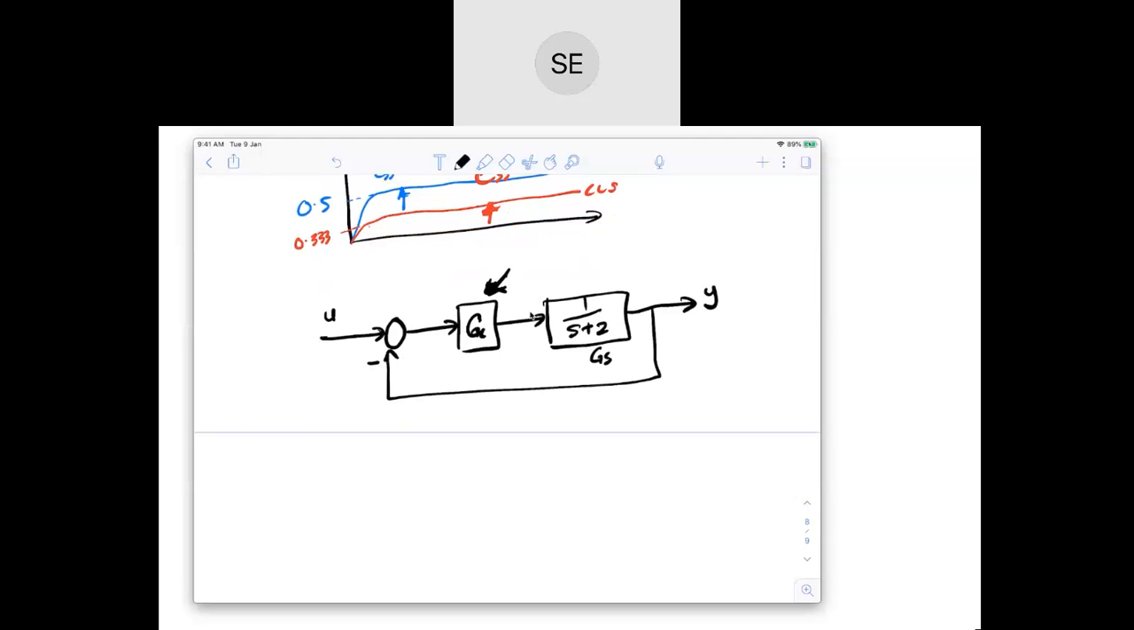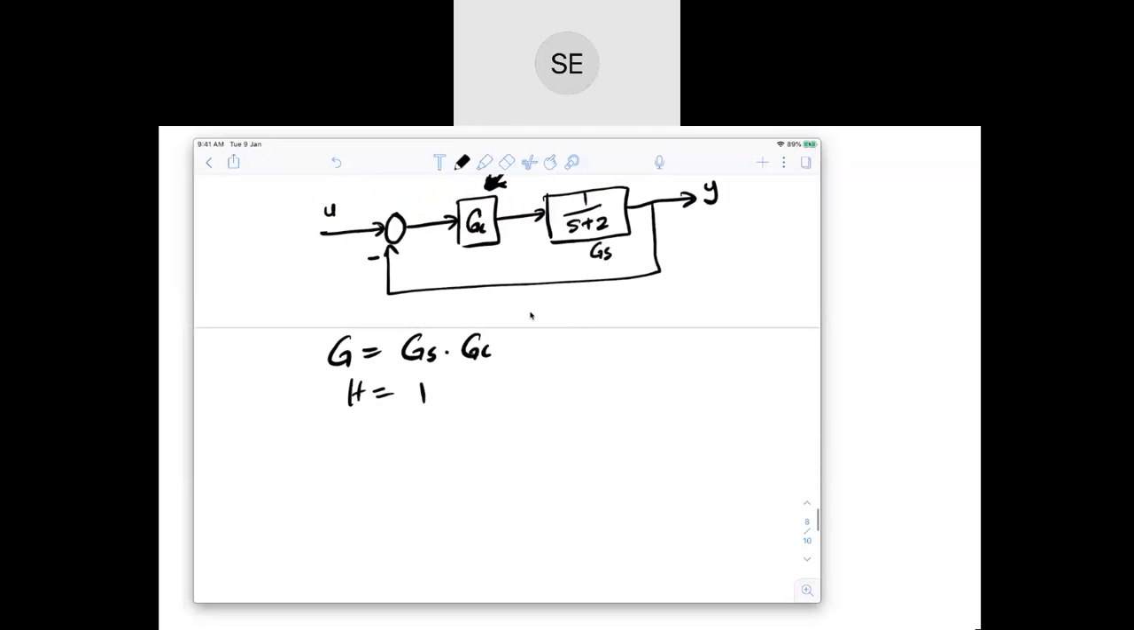Now your overall G becomes GC multiplied by GS. So it's no longer just one transfer function on the feed forward. H is still the same. Let's say H is still 1, it doesn't have any changes. But now I have a controller there. I call the controller GC. So what happened to my closed loop system equation?